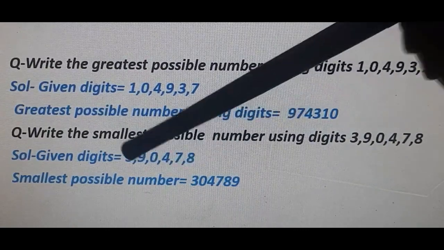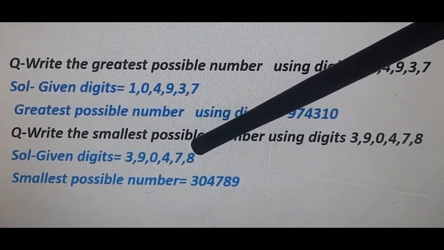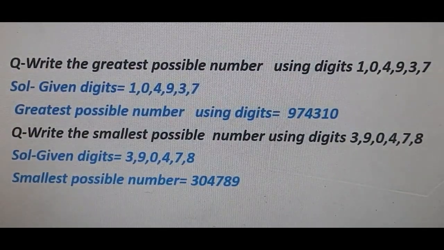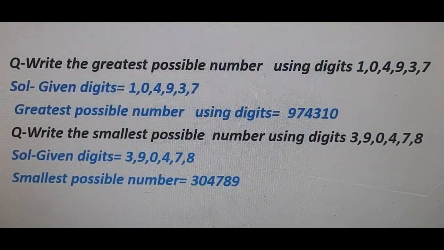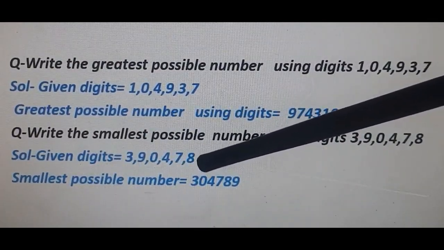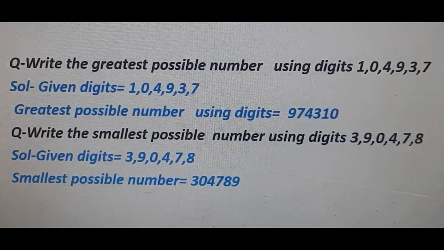Write down 3, then 0, then 4, then 7, then 8 and at last 9, क्योंकि सबसे बड़ा 9 है, right? So the smallest possible number is 3,04,789. But now we have covered all the types of exercise 1A.